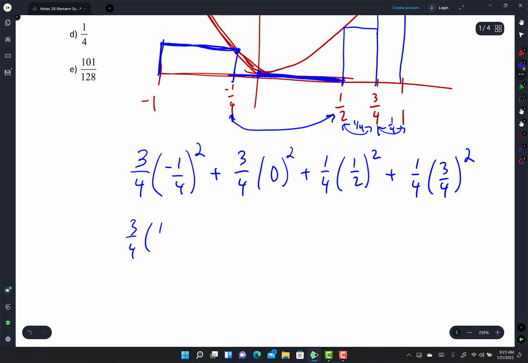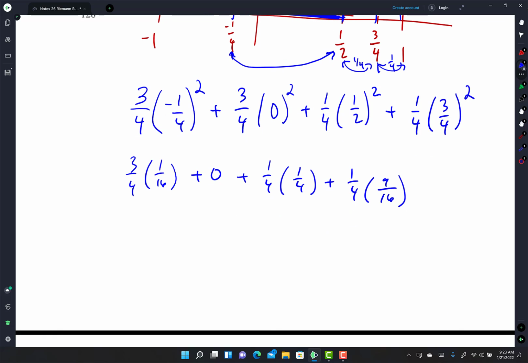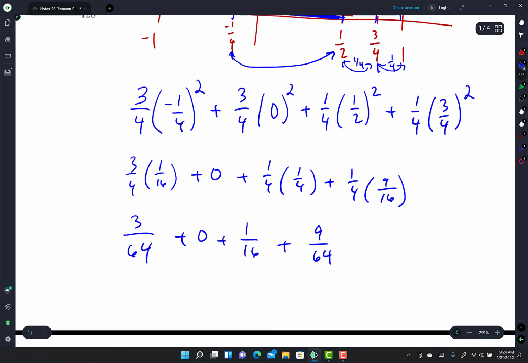3/4 times 1/16 plus 0 plus 1/4 times 1/4 plus 1/4. I'm trying to do it without a calculator as much as I can. And then 16 times 4 is 64, I believe. So 3/64 plus 0 plus 1/16 plus 1/16 times 4, so 9/64.